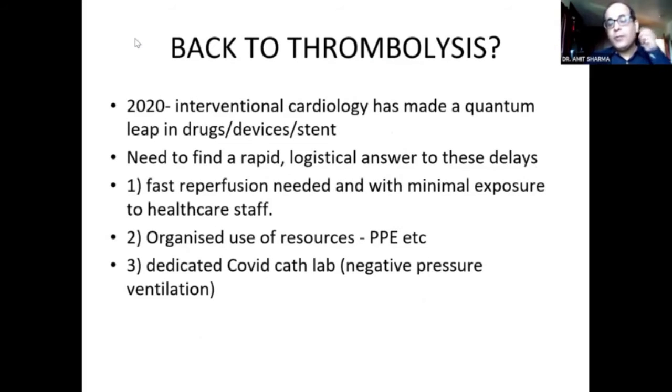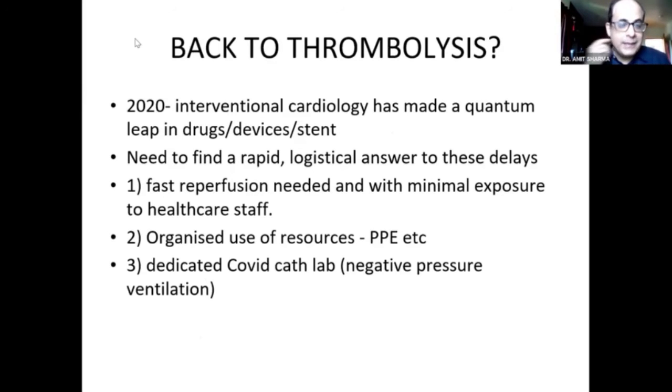So we thought of this, why not go back to thrombolysis? And these are not my guidelines; I'll be telling you the guidelines that are there. Now, it became very funny because early in 2020, we told you that interventional cardiology has made a quantum leap. We have new devices, new drugs, new stents, and we are almost reaching where the surgeon is, giving such good results. And here we are in April where I'm telling you that we are back to thrombolysis. So it becomes kind of a contradictory thing which I'm saying.